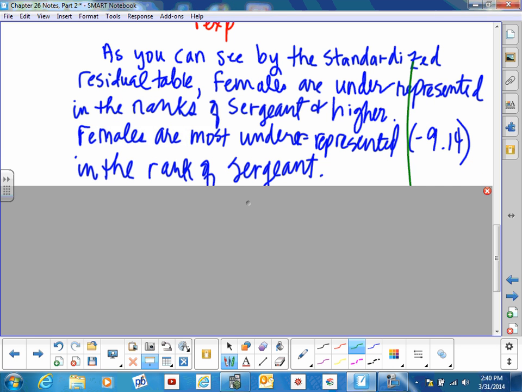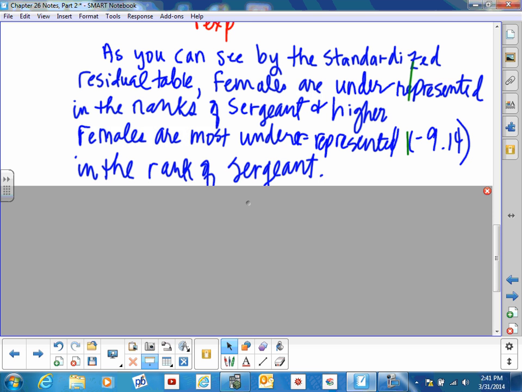Standardized residuals table. Females are underrepresented in the ranks of sergeant and higher. How did I know that? What gave me that indication? The negative. Those standardized residuals were negative. Females are most underrepresented, and then I put the specific piece of data, negative 9.14, in the rank of sergeant. I referenced where I got my data.